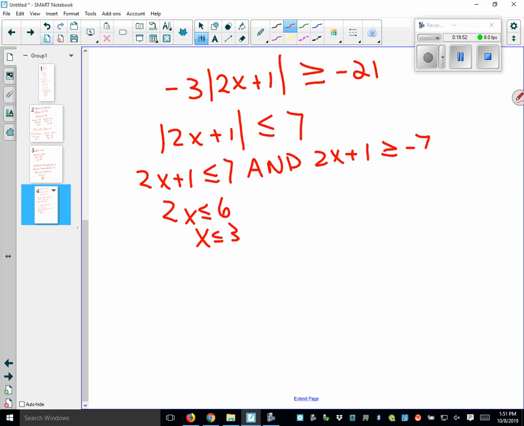And over here, 2x is greater than or equal to negative 8. X is greater than or equal to negative 4. So what is my answer? Bracket negative 4 to 3, right? You'll agree with this? That's what's on the test.